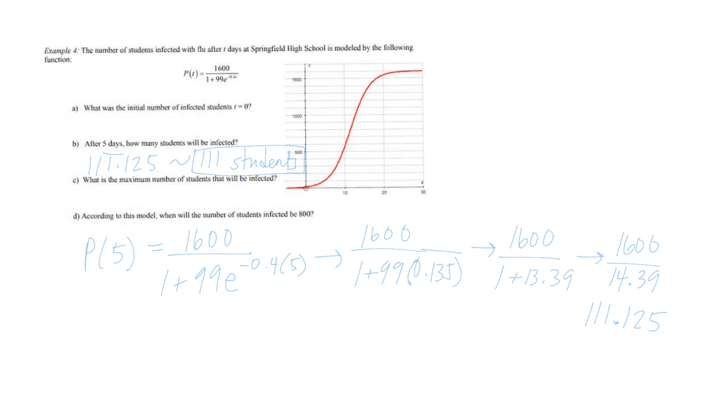All right, what is the maximum number of students that will be infected? Well, that's our capacity. That's the maximum number that could be infected. So again, that is that 1600 number. So 1600 students. The last question, remember I did this here. This is just the capacity. The last one I'm going to do on the next slide.